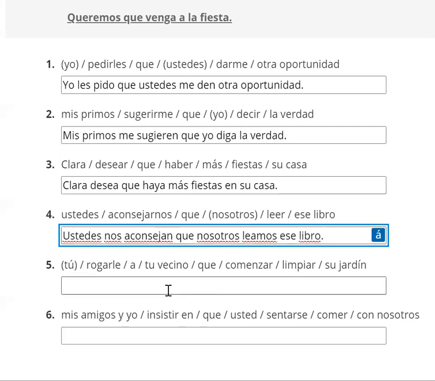Okay. Next up, cinco. So you're begging someone, your neighbor. So that's who you'll be begging for them to start to clean their yard, or it can also be garden or yard.